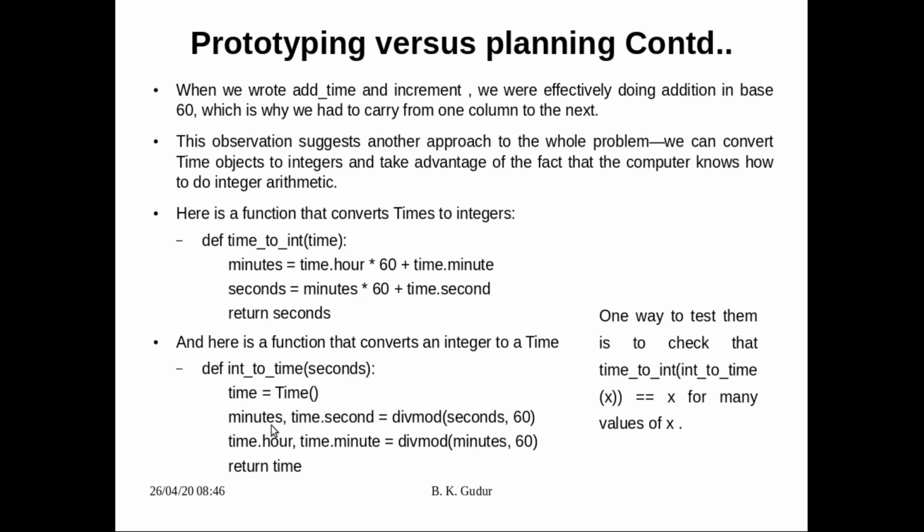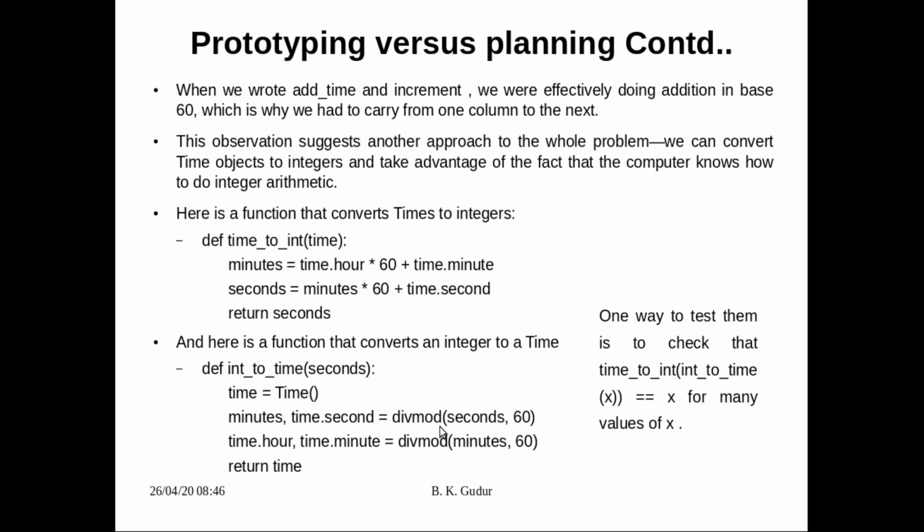Minutes, comma, time.second is equal to, there is a function called divmod. The divmod function takes two arguments. The first argument will be divided by the second argument, and it will return the quotient and the remainder. This will be the quotient and this will be the remainder. It will return that as a tuple.